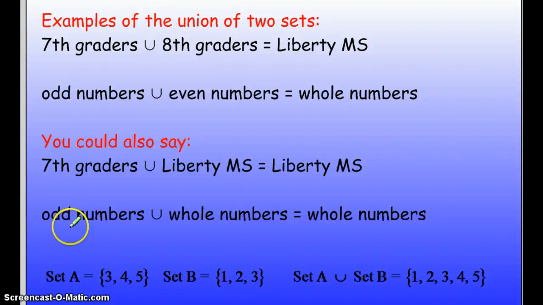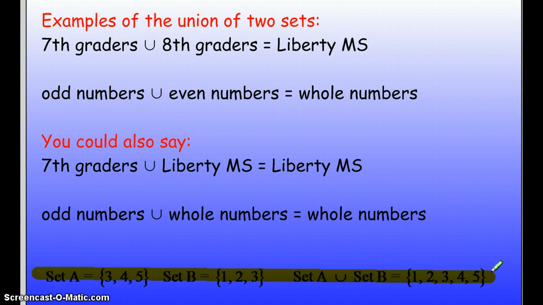Same thing with this one. If you take all the odd numbers and union them with all of the whole numbers, every number that's in here combined with every number that's in here will still just make that set of whole numbers. Alright, for examples, if you could write this down here. For a concrete example, if set A contains the elements 3, 4, 5 and set B contains the elements 1, 2, 3, then set A union with set B, everything in set A or everything in set B put together, would be 1, 2, 3, 4, 5. Like we said in class, a union is like a marriage.